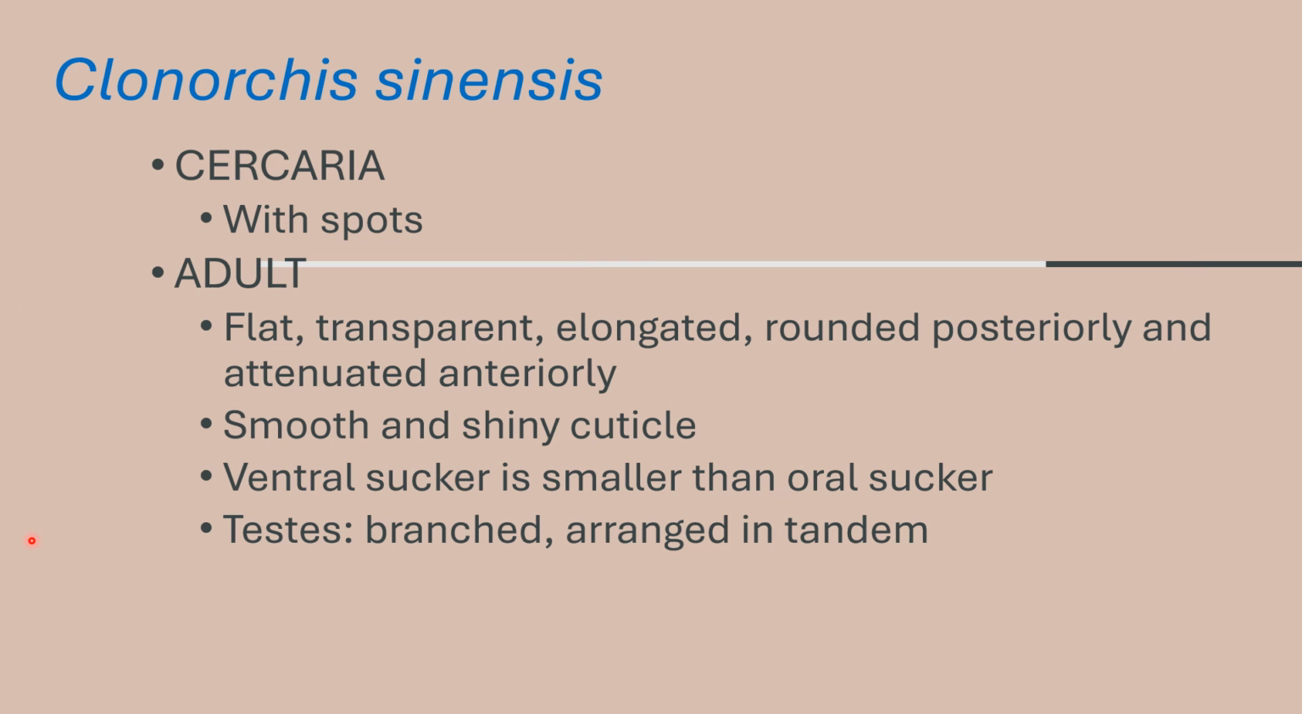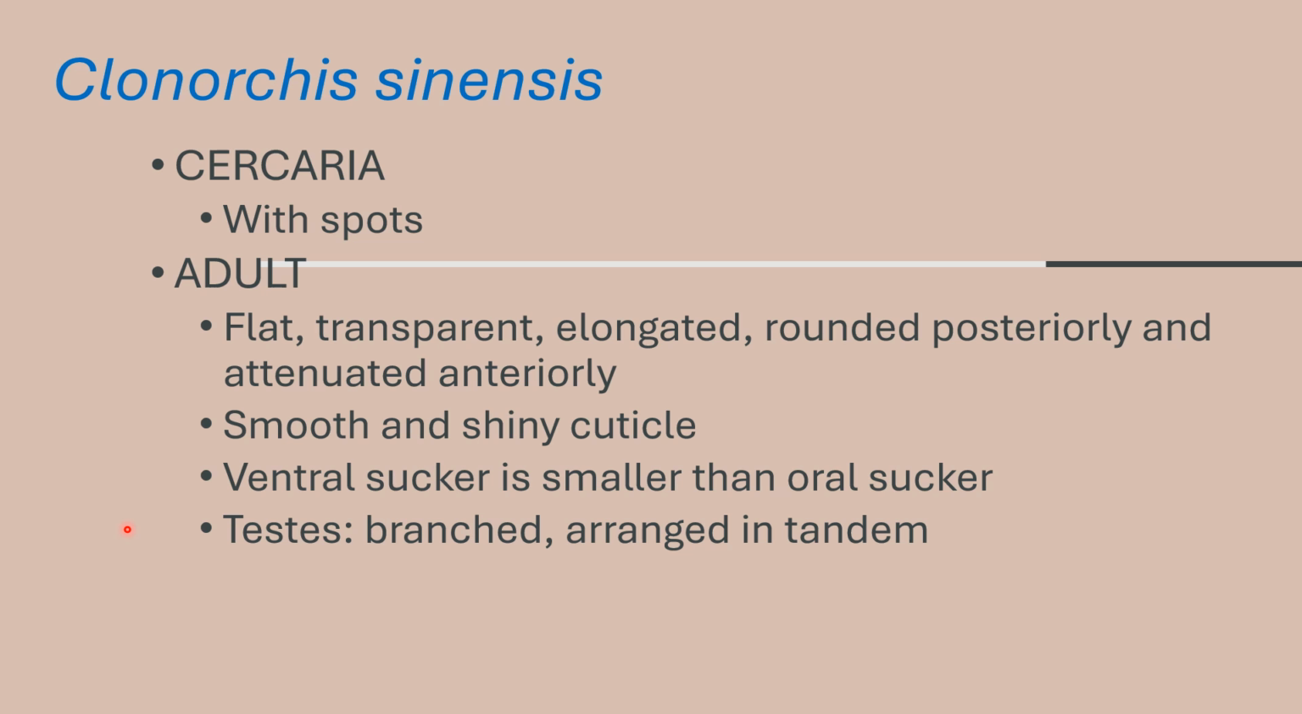Okay, and so moving on to your cercaria. Please note that the cercaria of your Clonorchis sinensis has spots. Okay, and the adult Clonorchis sinensis measures 2 by 0.5 centimeters, and they are flat, transparent, elongated, rounded posteriorly, and attenuated anteriorly. And yes, they have a smooth and shiny cuticle.